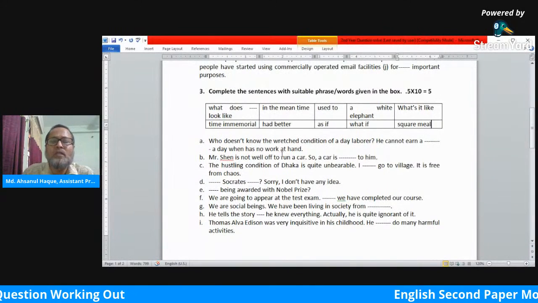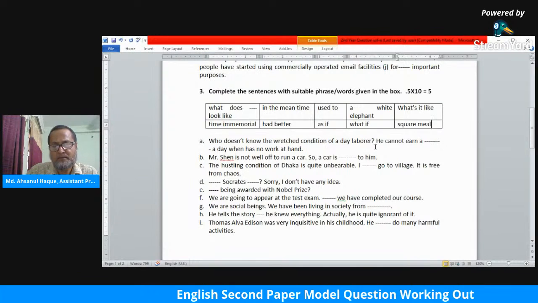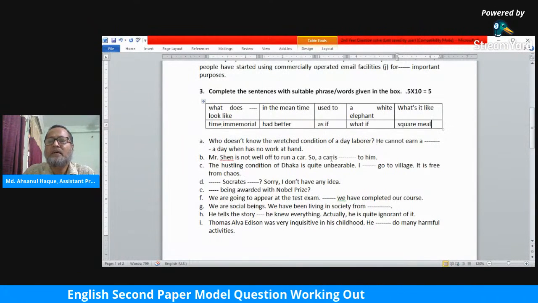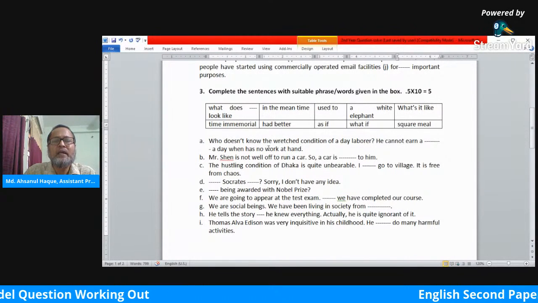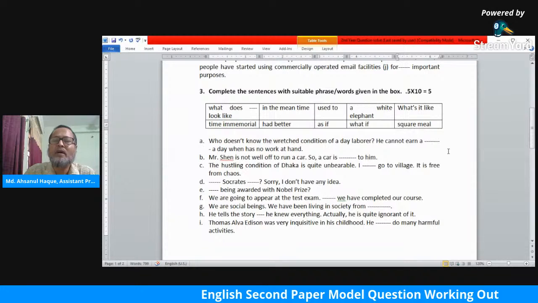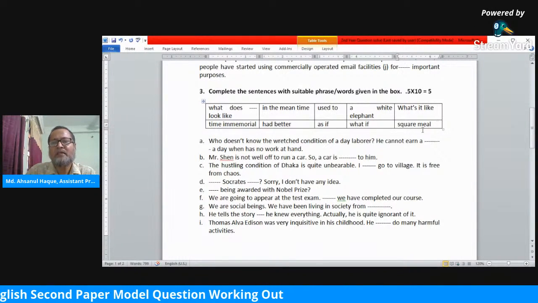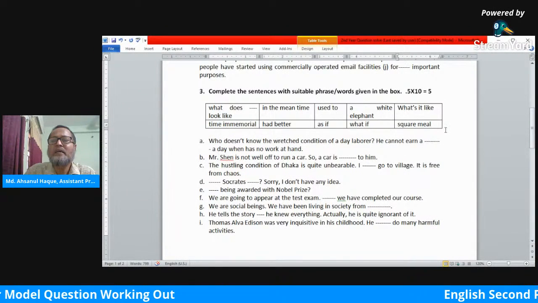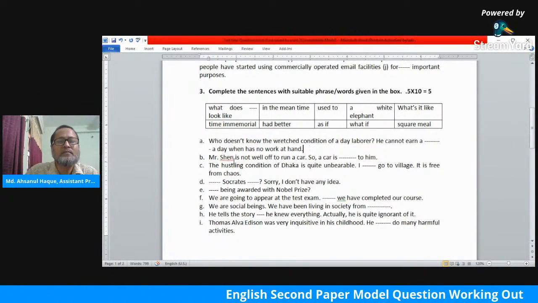Who doesn't know the pitiable condition of the day laborer? Yes, he cannot earn a dash a day when he has no work at all. What? He cannot earn a square meal. He cannot earn a square meal a day when he has no work at all.